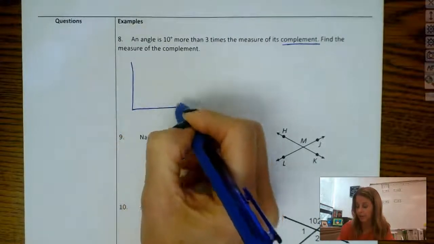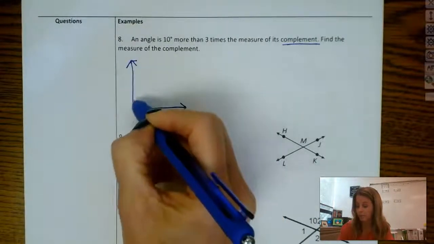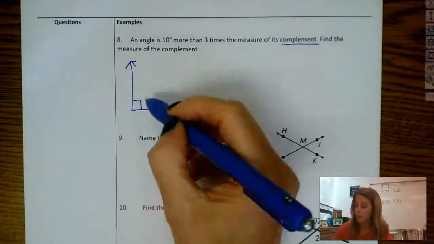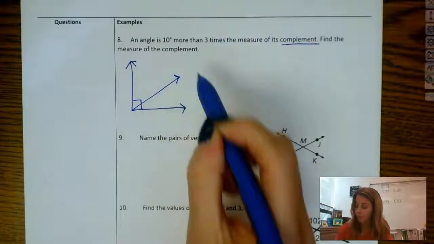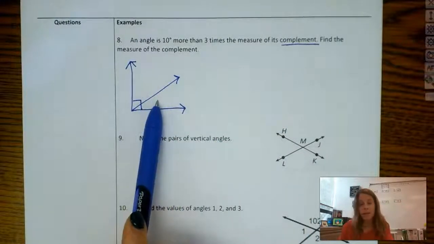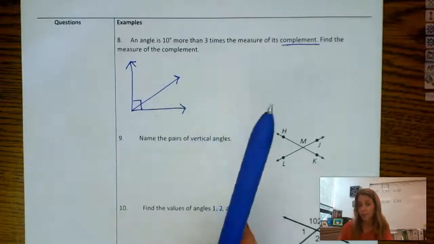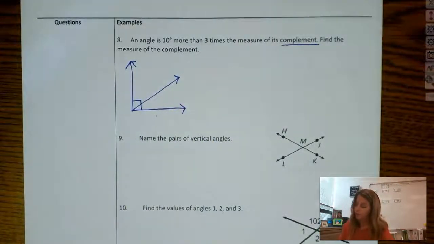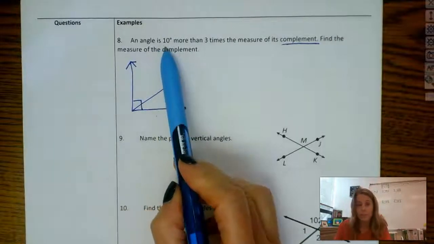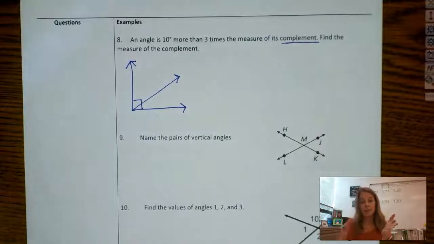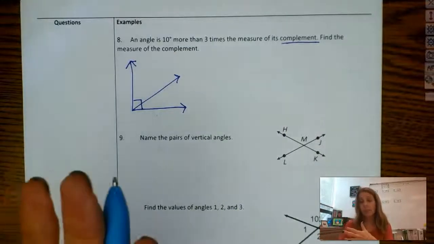I'm going to draw a big right angle. Put a 90-degree mark there. I'm going to add another ray here. So these two are going to be complementary because they add up to 90. And I'm just going to label the angles with expressions. One angle is 10 more than 3 times the measure of its complement. So one angle is 10 more than 3 times the measure of the other angle.